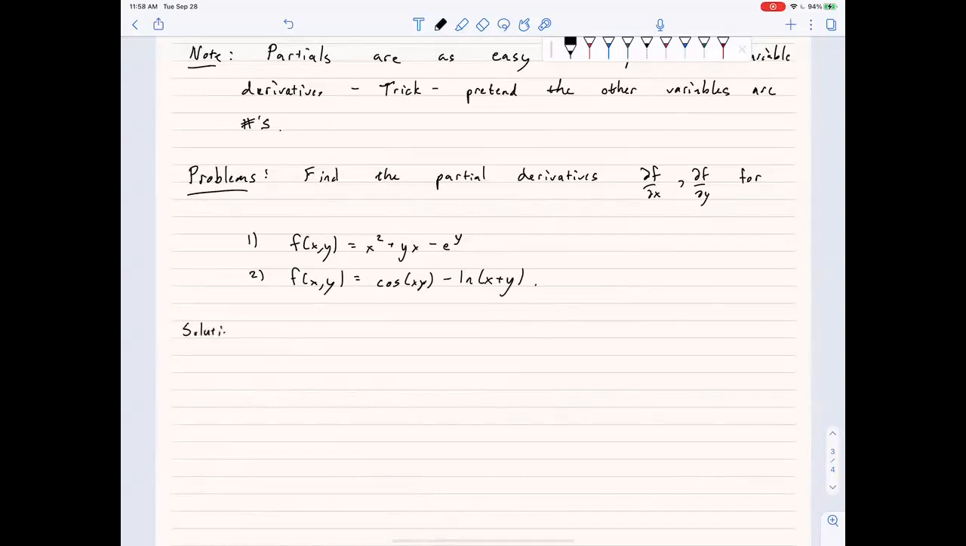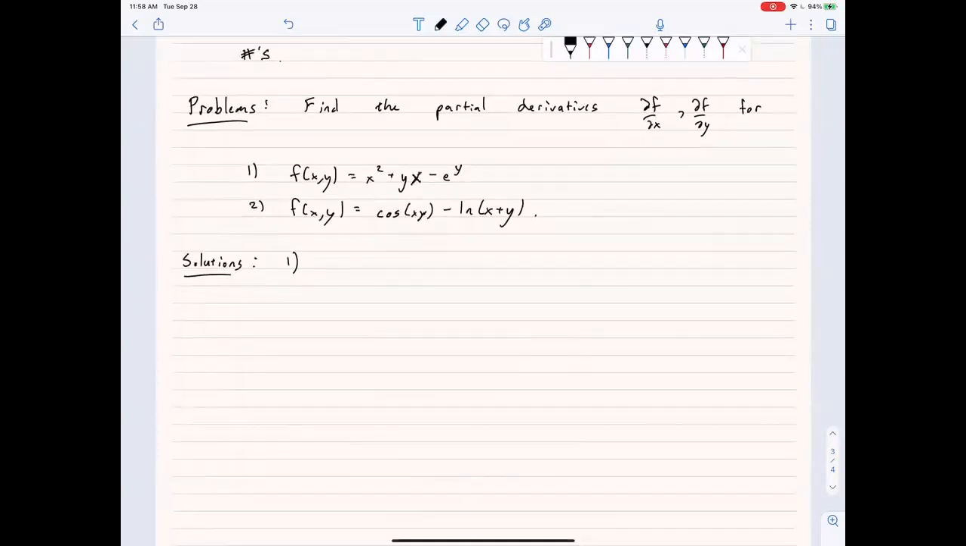So, solutions. Let's do one first. What I need to do if I'm going to take del f del x is think about what I'm doing here: I'm taking the derivative of this function, but I'm treating y as though it were like 3. I think of y as just a number. The point of thinking of it that way is that it's not changing, it's a constant, okay?